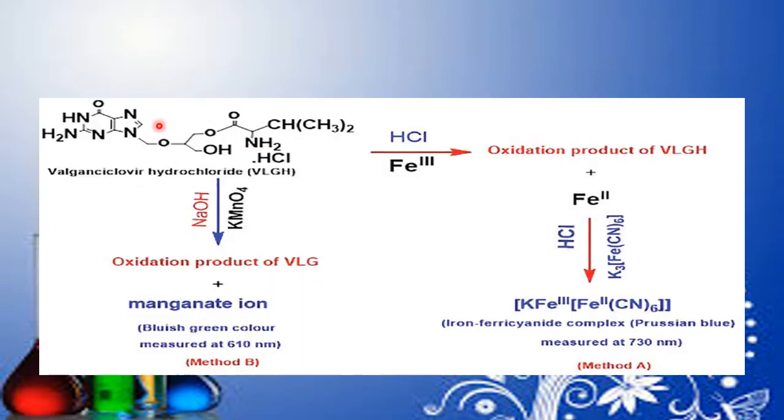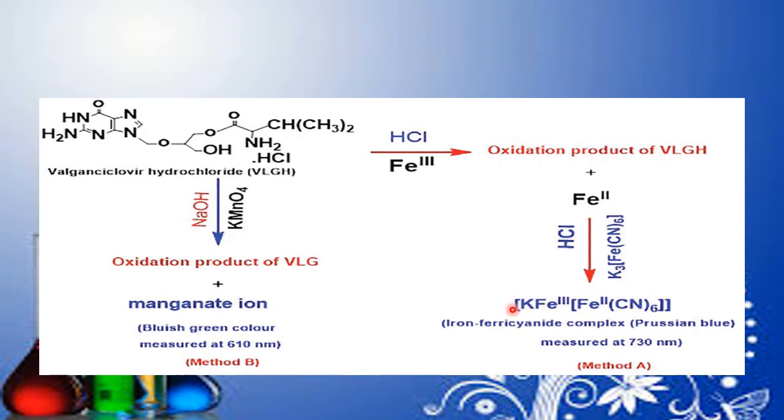Now this diagram helps us further to understand this reaction. Here, VLG hydrochloride reacts with the hydrochloric acid and the ferric. It is oxidized and the ferric is reduced to ferrous, that is Fe3+ is converted to Fe2+. Now this oxidation product and the ferrous are further reacted with the hydrochloric acid along with the potassium ferricyanide, and it results in the formation of the iron ferricyanide complex, which is Prussian blue in color, measured at about 730 nanometers.